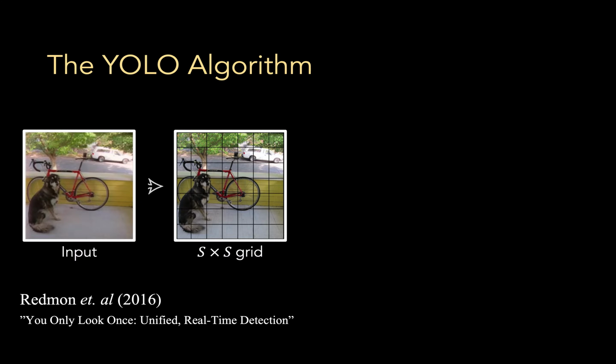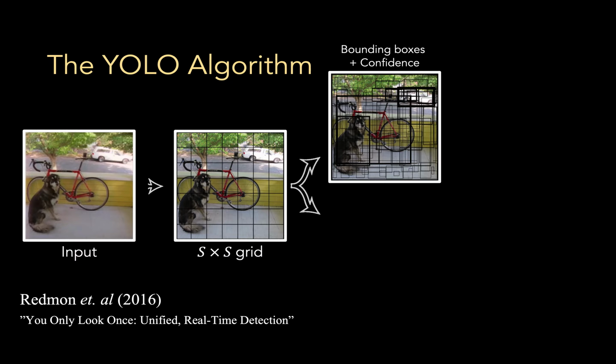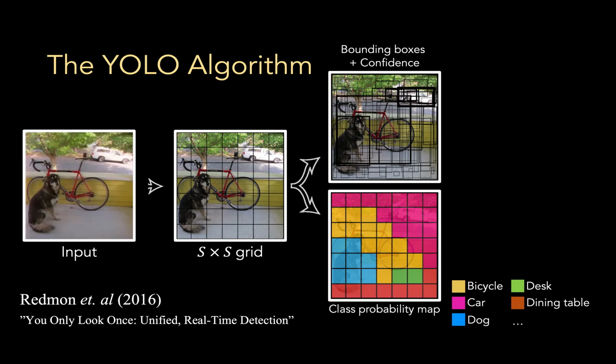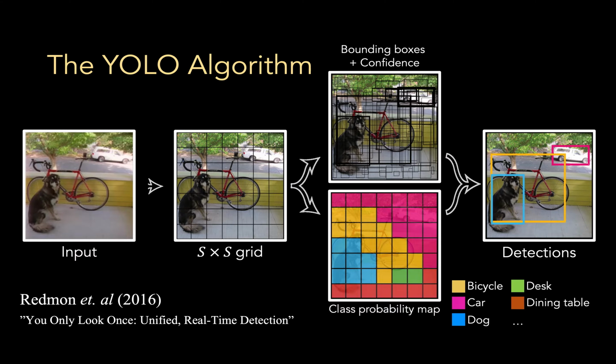Each grid cell then produces two things. One, it produces a set of bounding boxes centered on a point inside the grid cell with associated confidence scores that an object exists inside each bounding box. And then it also produces a class probability map for each grid cell, which essentially tells what object class is most likely to be in that cell, given that an object in fact exists in the cell at all. And finally, it combines this information to yield the object detections.